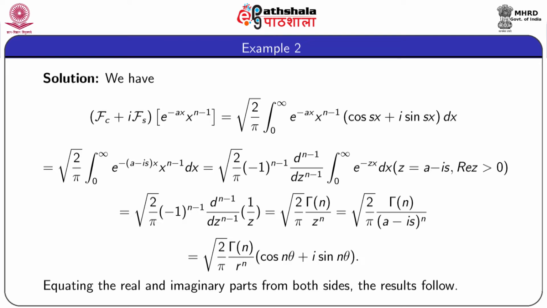So, this after some simplification will give back root over 2 by pi gamma n by r to the power n (cos n theta plus i sin n theta), where in this step we have multiplied numerator and denominator by (a plus is) whole to the power n, so that we get the last line. Now, equating the real and imaginary parts from both sides, we get the desired result.